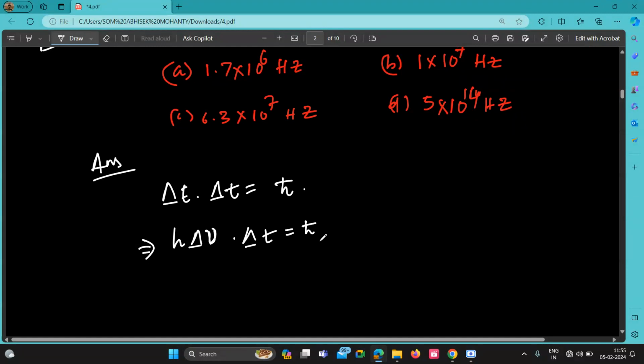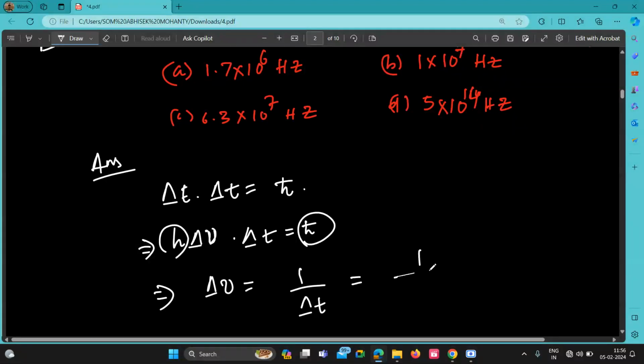Is that all right? So approximately you can cancel them. Okay, you can cancel each other approximately. So del nu can be written as 1 by del T, as simple as that. Okay, so 1 by del T. Del T is what? 16 into 10 to the power minus 9.